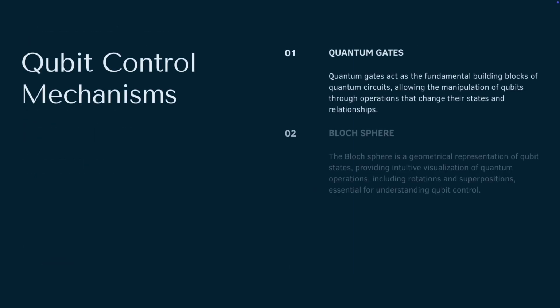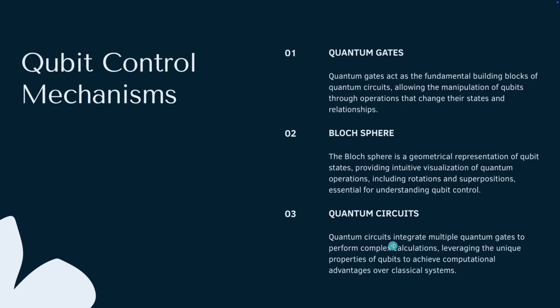Once we have qubits, we need a way to control them, and that's where quantum gates come in. Quantum gates are like the logic gates in classical computers. But instead of flipping bits from 0 to 1, they rotate qubits on something called the Bloch sphere, a 3D way of showing a qubit state. By applying different gates in sequence, scientists can build quantum circuits that perform algorithms.